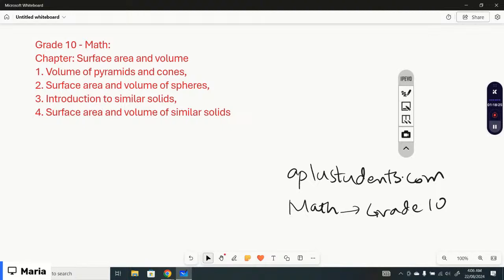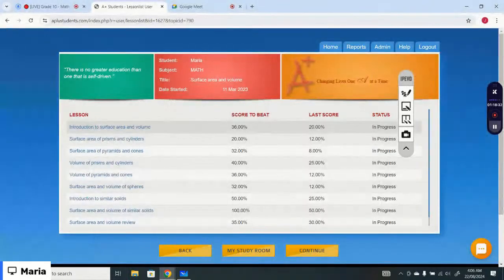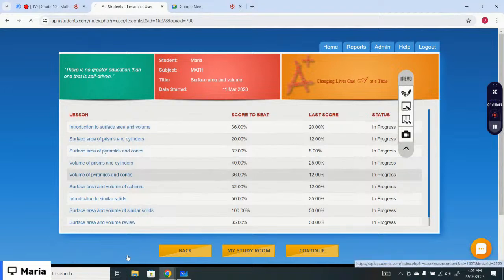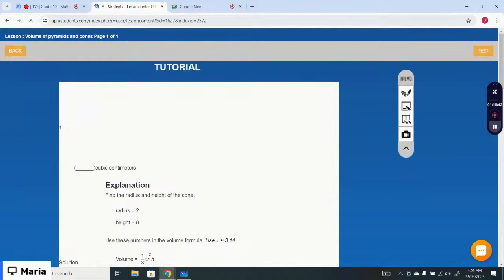So please make sure you have your notebook and pencil so that you can note down the important examples and definitions as well. Right here I am on grade 10 math. Chapter is surface area and volume. Let's just start with the lesson, that is volumes of pyramids and cones.